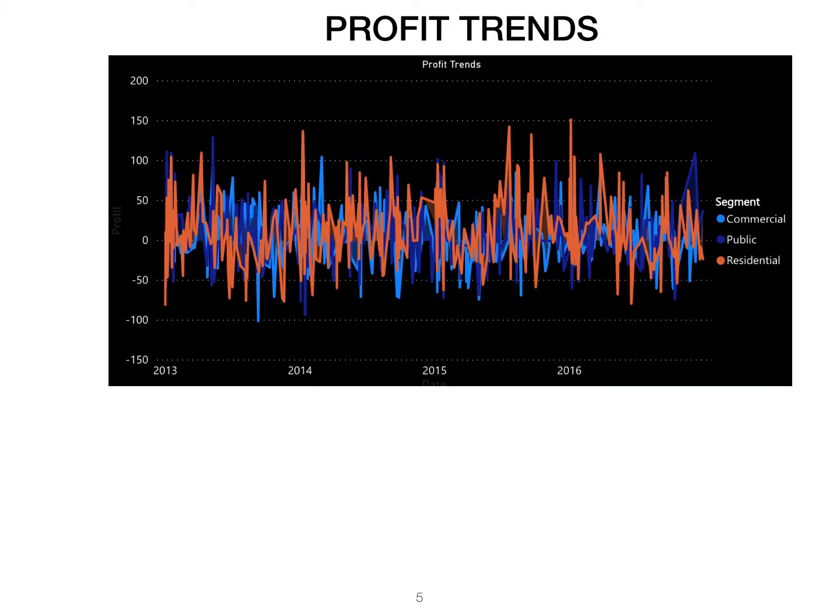The next visual shows the profit trend. The profit trend is done using dates, so this is a profit trend over time. The profit trend is based on the segment, so it's actually profit by segment over time. So here we have commercial, public, and residential.